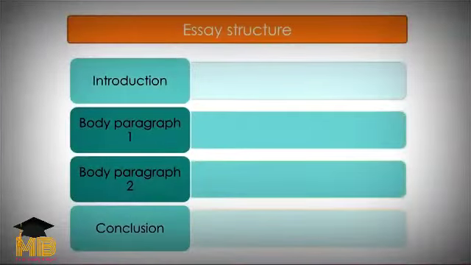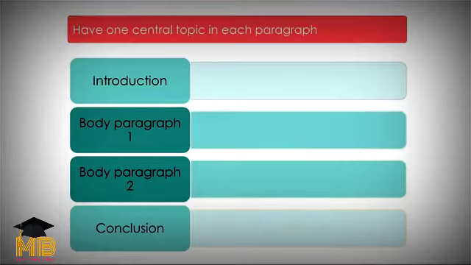Okay, now let's talk about the essay structure. A standard essay structure for a Task 2 essay includes 4 paragraphs: an introduction, 2 body paragraphs, and a conclusion. It's important to have one topic per paragraph. So, what should each paragraph be about?